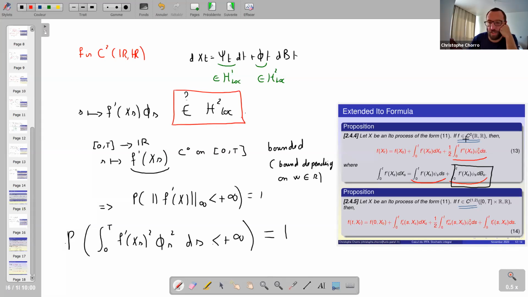So under the condition that f is simply of class C2, and here I just use the fact that f prime is continuous. If f prime is continuous, this one is well defined. Using exactly the same argument, I can prove that since f prime is continuous, this one is in H1 loc, and so this Riemann integral is well defined. And since f second is continuous, this one is also in H1 loc, and so the Riemann integral is well defined.